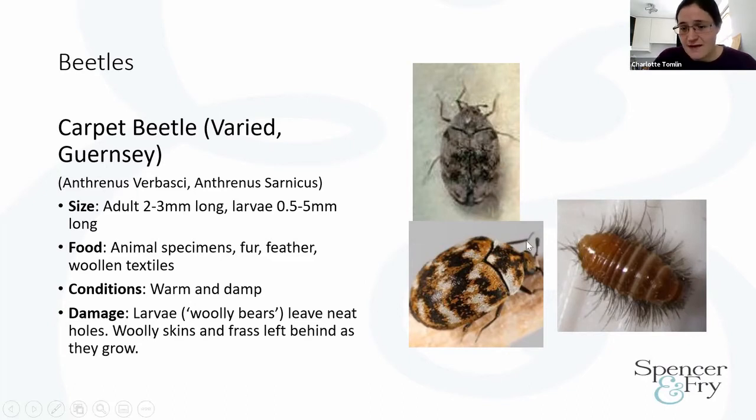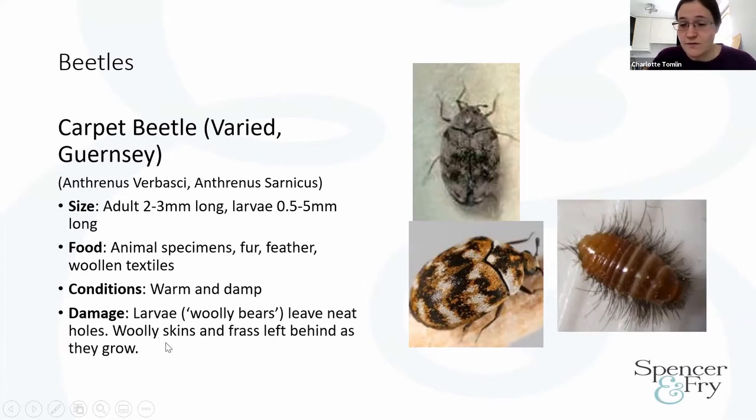So there's a picture of the 2 different beetles here, and then their larvae, which again are very difficult to tell apart. The adults are 2 to 3 millimeters long, so very small, and the larvae are again quite small, 0.5 to 5 millimeters long. And again, they like warm and damp conditions. And like I say, the larvae are also nicknamed woolly bears because they look a bit like woolly bears. And they leave neat holes behind in what they're attacking.